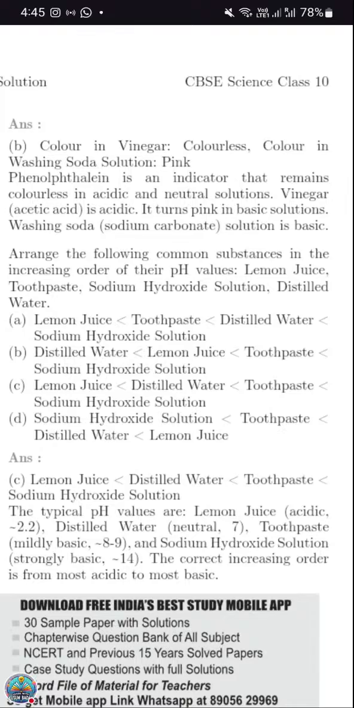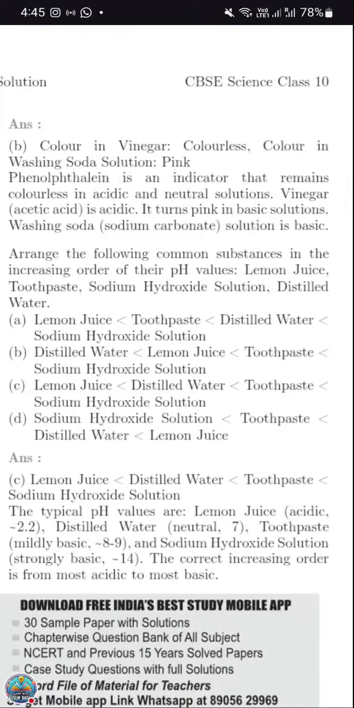So the first is lemon juice, as it is acidic in nature. Then the next one, toothpaste, base. So it will come afterwards. So first option is wrong. Next, after lemon juice, distilled water will come, as distilled water is neutral. Then we need to move further with the base. So the next one will be toothpaste, and finally sodium hydroxide. Option number C is the correct answer.